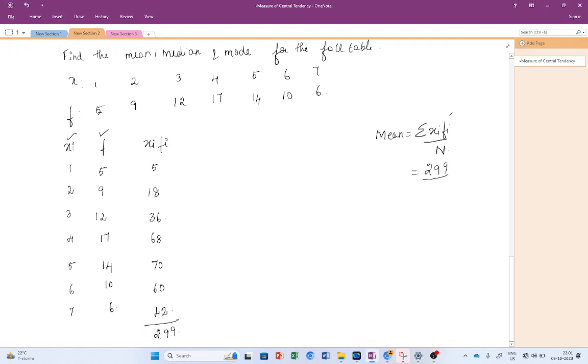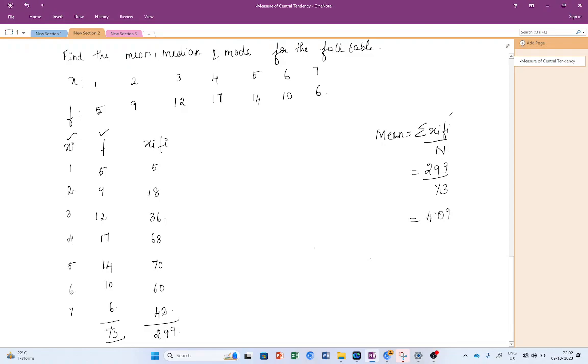Your capital N, wherever you are having frequency, you will be using only capital N. So your capital N is nothing but the sum of the frequency, that is summation of fi. So you will add this, and when you are adding it, you get the total as 73. So it is 299 divided by 73. This is your mean. So you can just again convert the fraction into decimal values. When you convert it, it is 4.09.